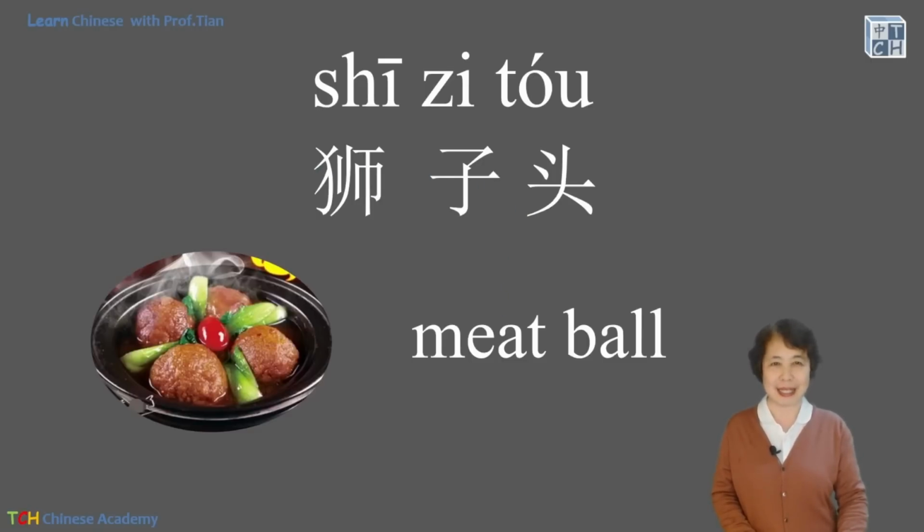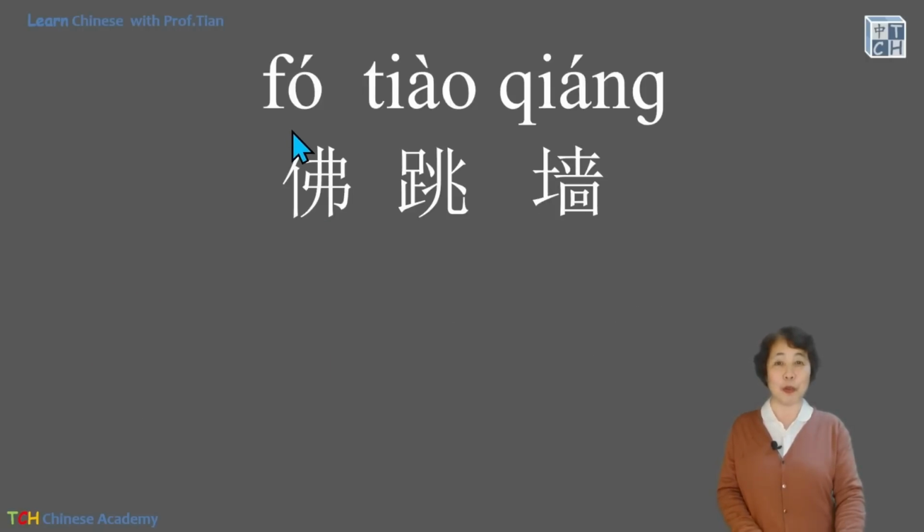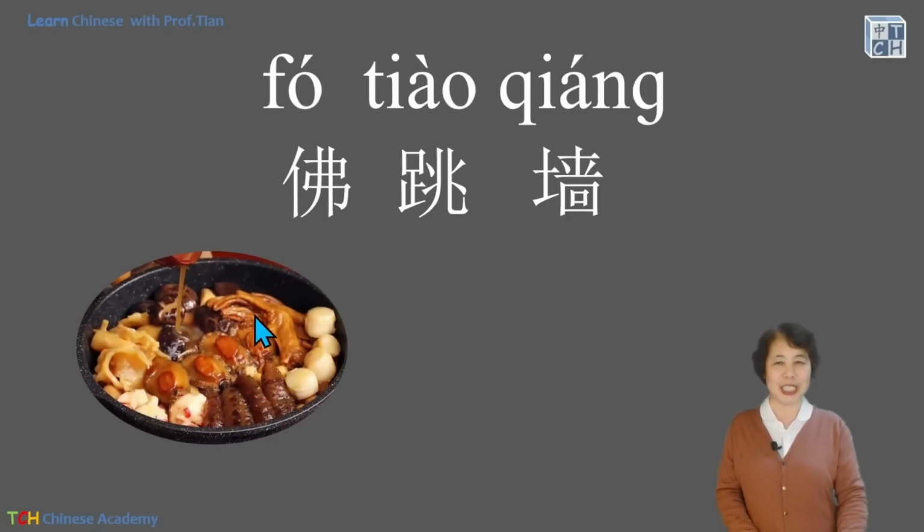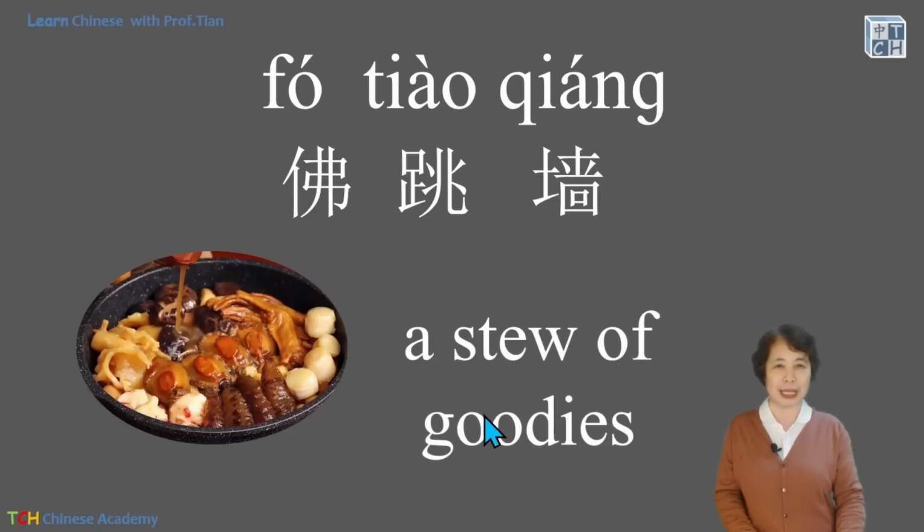The name of the next dish is called 佛跳墙. And literally this 佛 means Buddha or the monks, and the 跳 means jump, and the 墙 means the wall. So what does 佛跳墙 mean? Actually, it is just a part of all this good stuff. So we can say it's a stew of goodies.